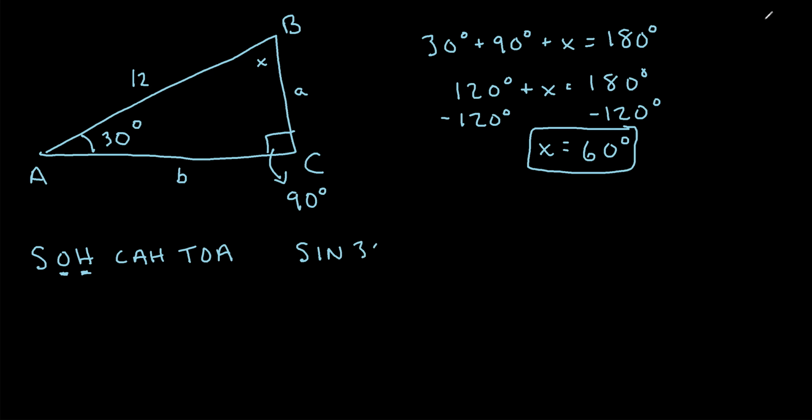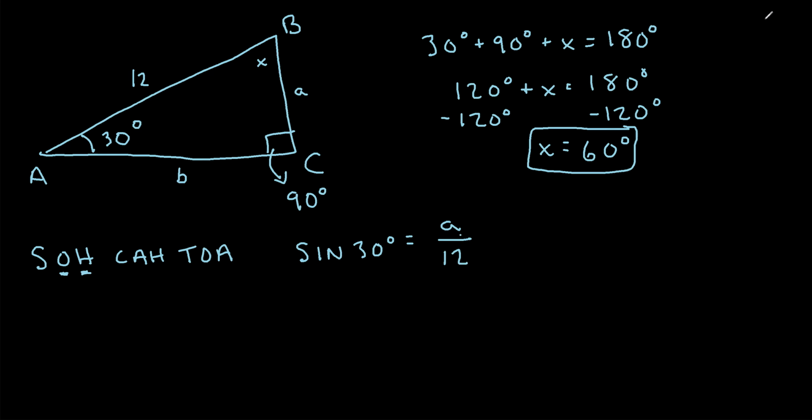So for example, if we consider this angle 30 right here, let's say the sine of 30 degrees must be equal to the opposite side. So the opposite side is this A over here, divided by the hypotenuse. The hypotenuse is the longest side, so the 12 right here. So we can say A over 12.